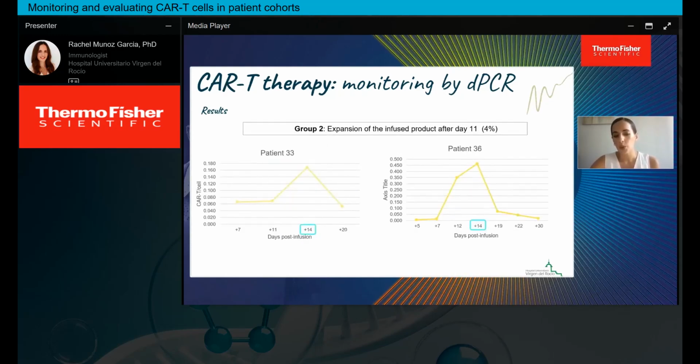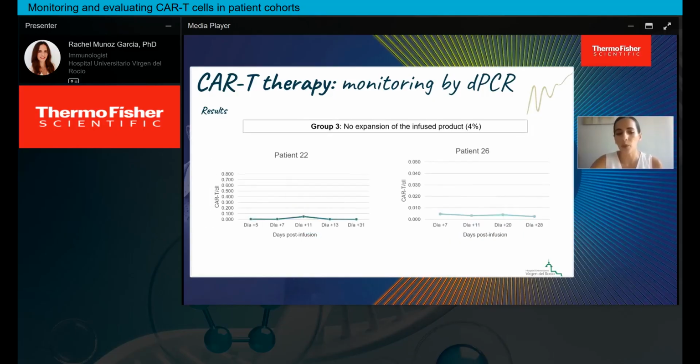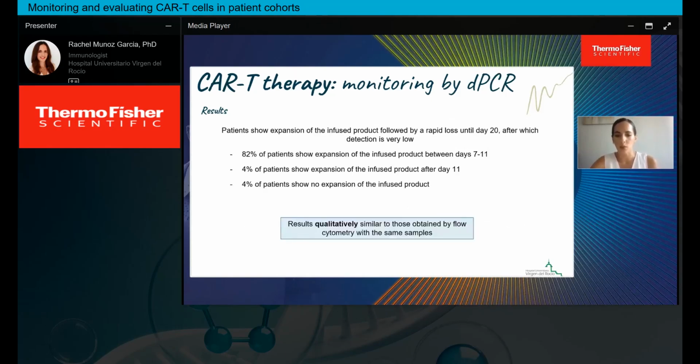Group 2, whose expansion of the infused product occurred after day 11, has only 4% of the patients, and here we have the typical expansion curve of this group. And finally, the third group presents no expansion of the infused product. Also, 4% of the patients are in this group.